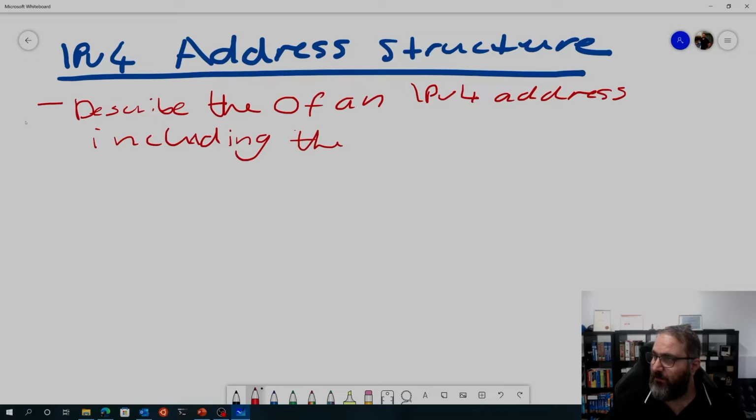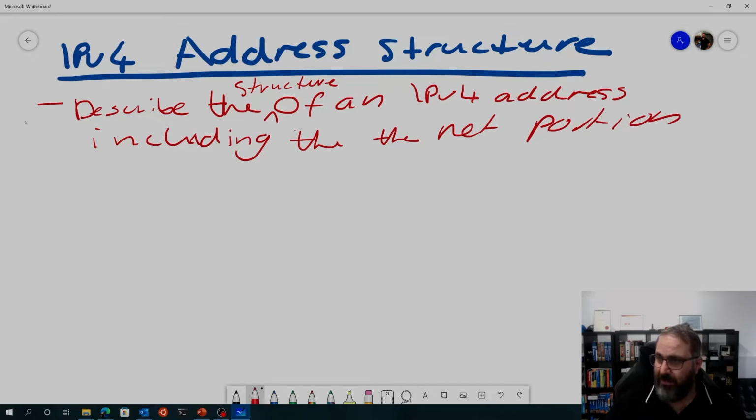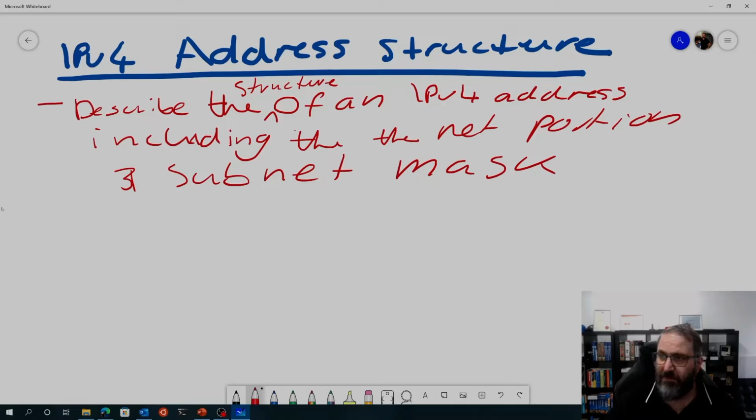So, describe the structure. It's hard to talk and write at the same time. Describe the structure of an IPv4 address, including the network portion and the subnet mask. All right, so this is what we're going to do now, and we'll start it off now.